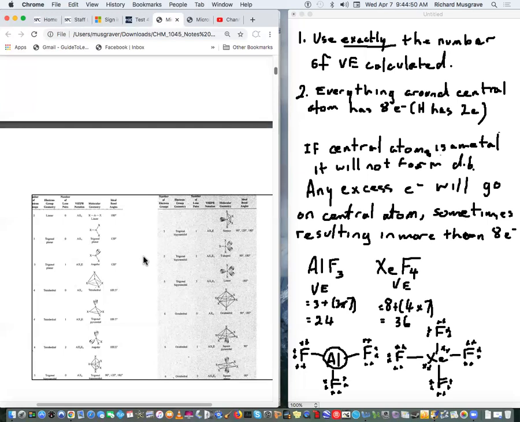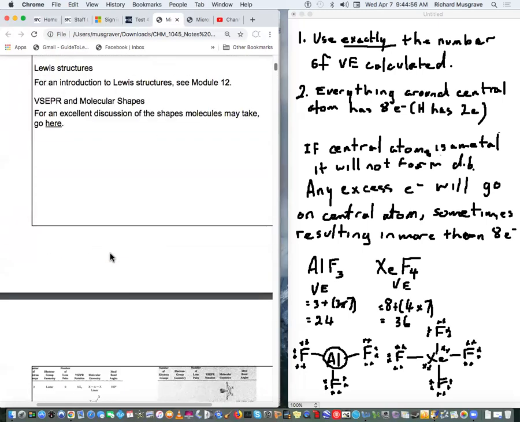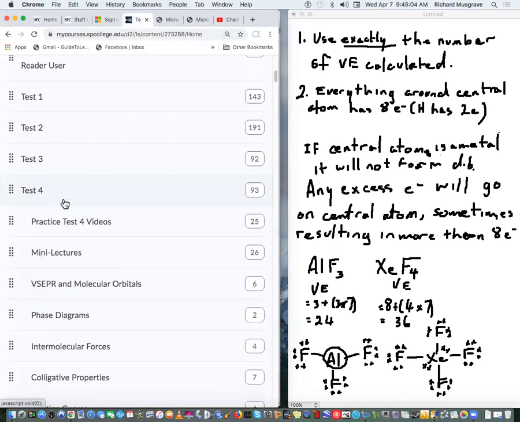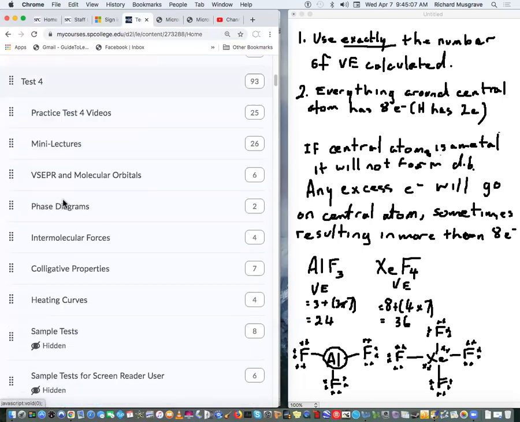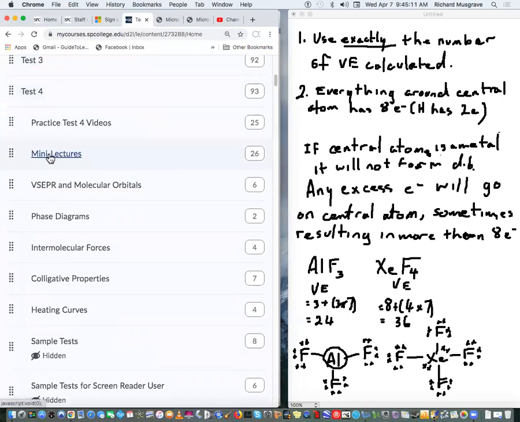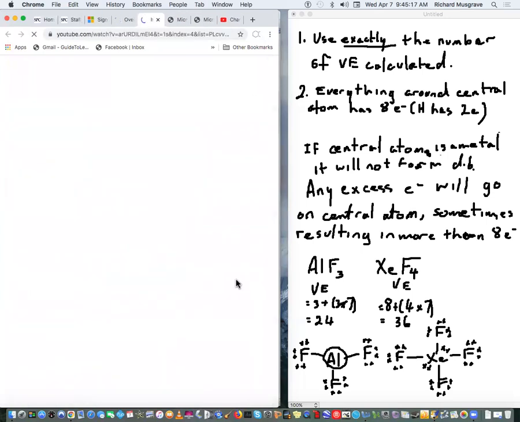All right, so let's first of all take a look at some of the overall shapes that I want to discuss. I think the best way to do this is to move this over here and show you the video. These videos are pretty decent. This is the overall shapes video.